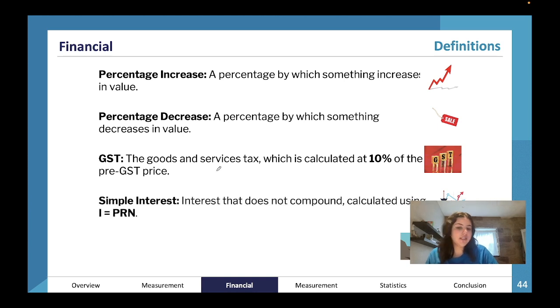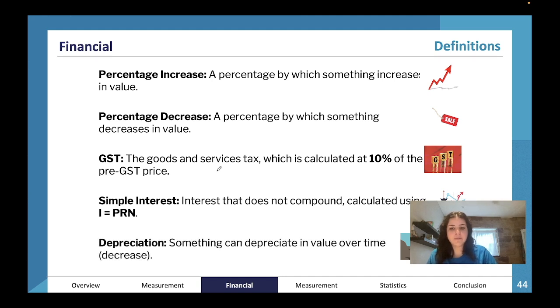Simple interest is the interest that does not compound. So we're talking about interest using the formula I equals PRN. Interest equals principal times rate times number of time periods. Depreciation is when something will depreciate or decrease in value over time. When you buy a car, it often goes down in value over time.